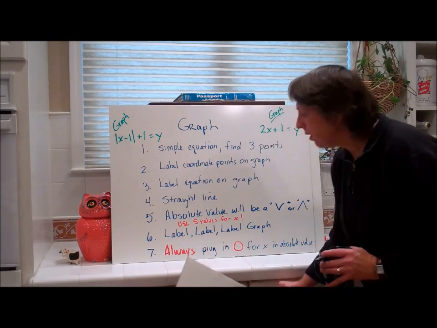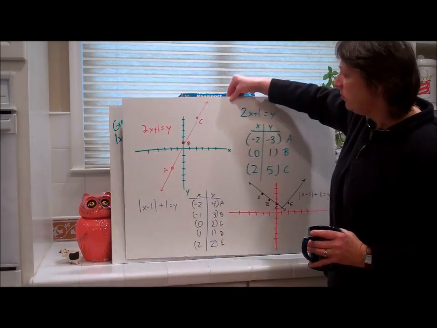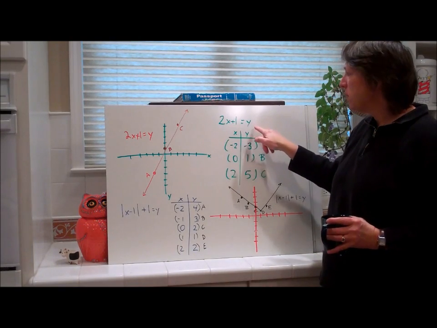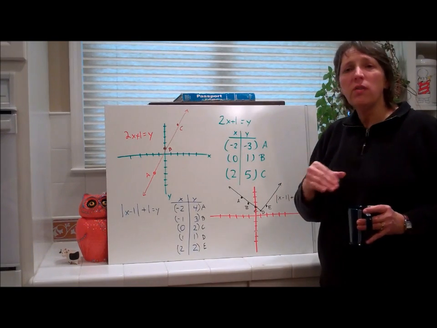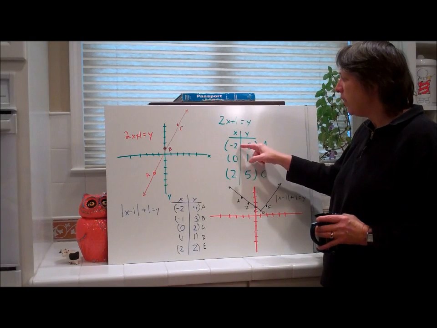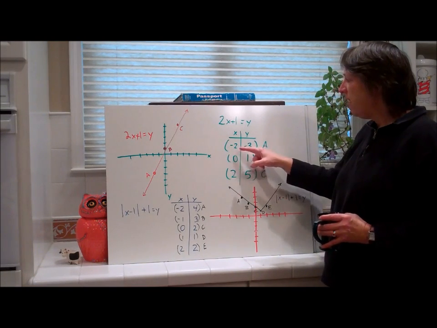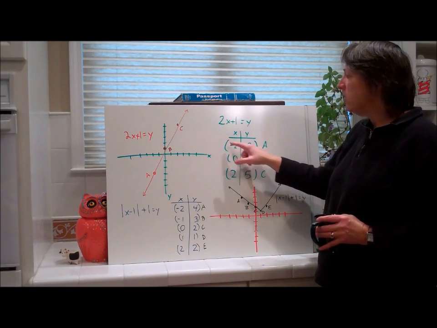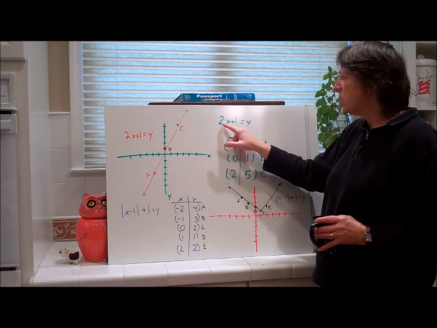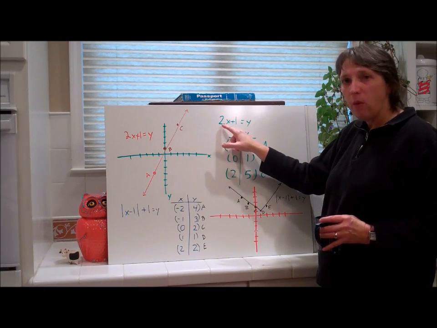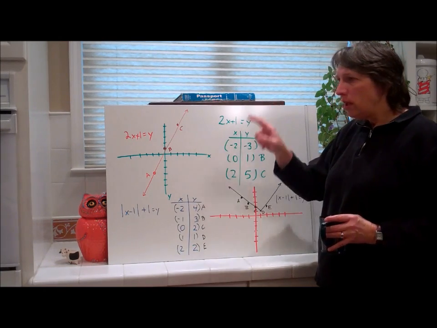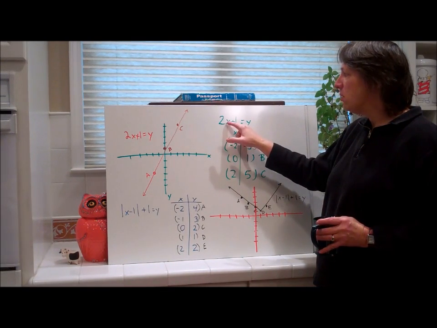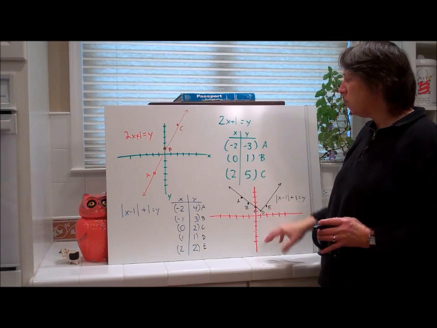Okay, welcome back. Here is the solution. We'll do the simple one first. 2x plus 1 equals y. You could have picked any points you wanted to. I picked negative 2, 0, and 2 and found out that when x is negative 2, y is negative 3 because 2 times negative 2 is negative 4 plus 1 is negative 3. Then I plugged in a 0 for x. 2 times 0 is 0, 0 plus 1, y is 1.